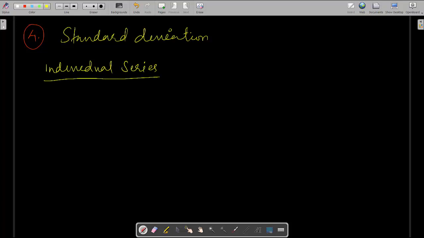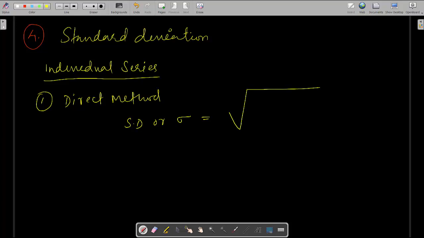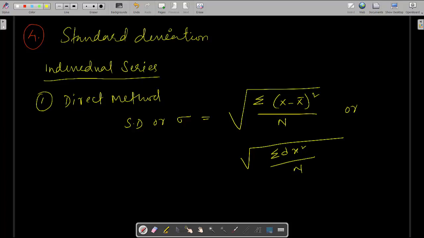In individual series as well, we can use three methods. Number one, direct method. In the direct method, the formula to calculate standard deviation, that is SD, or we can also write sigma, is equal to square root of sum of (x minus mean) whole square by n. Or we can also use the other formula. Since x minus x bar is nothing but dx, it is square root of sigma dx square by n. So instead of writing the first form in the answer, we can use this formula.